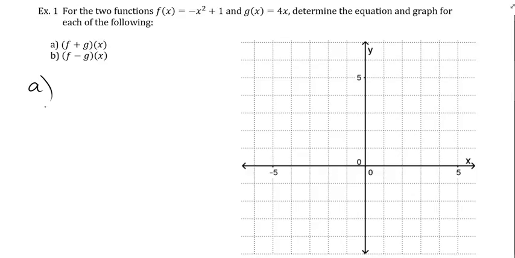First of all, I'm going to graph these. I only have one grid. I should have two grids. It's bad planning.